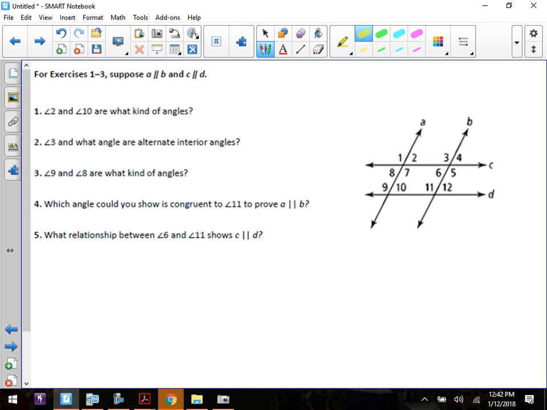What angle could you show us congruent to 11 to prove that A and B are parallel? What would have to be congruent to 11 to make A and B parallel? What would have to be congruent to 11 to prove A and B are parallel? It has to be 9.